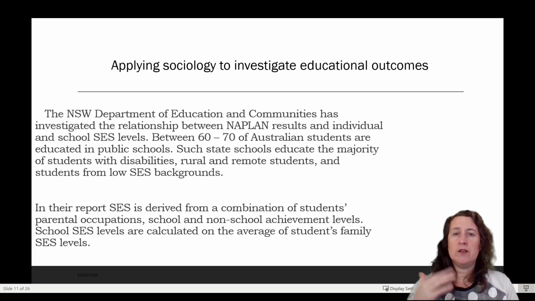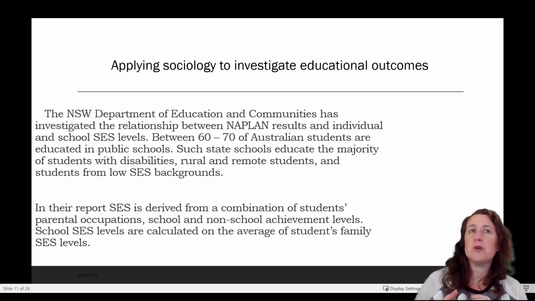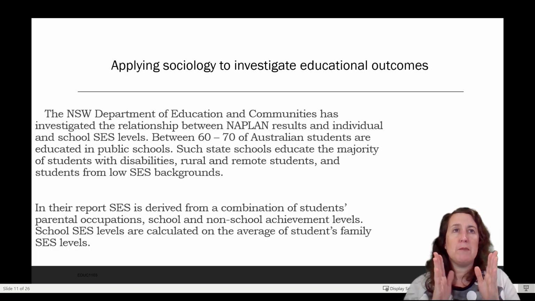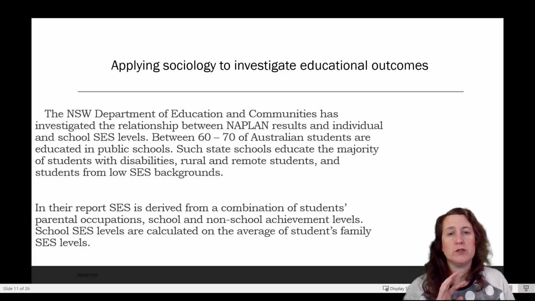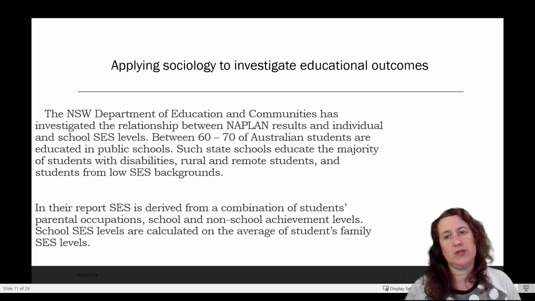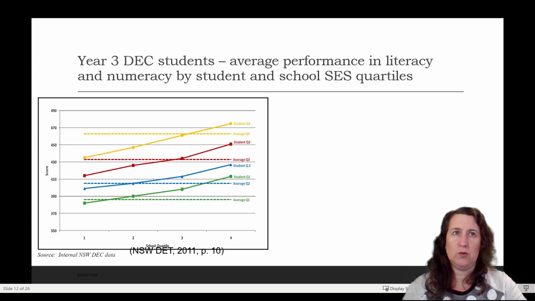In the report that we're about to look at, the findings of, individual socioeconomic status is derived from a combination of students' parents' occupations and education, and not from school or non-school achievement levels, whereas school socioeconomic status is derived from the average of students' family SES levels. So there are slightly different measures of socioeconomic status used at the individual and the school level.